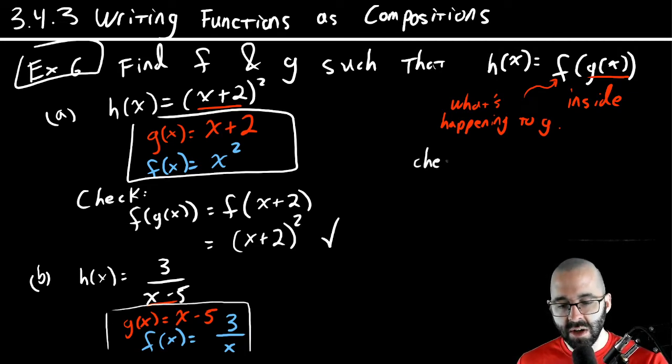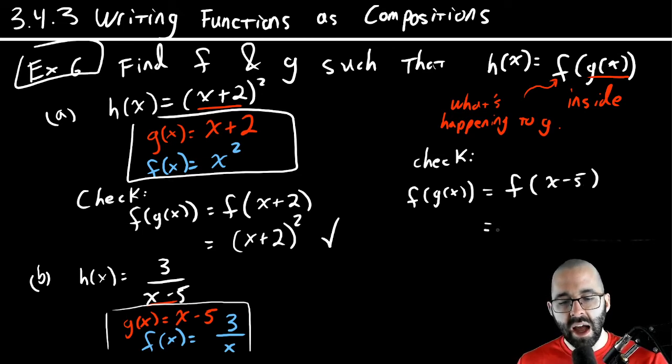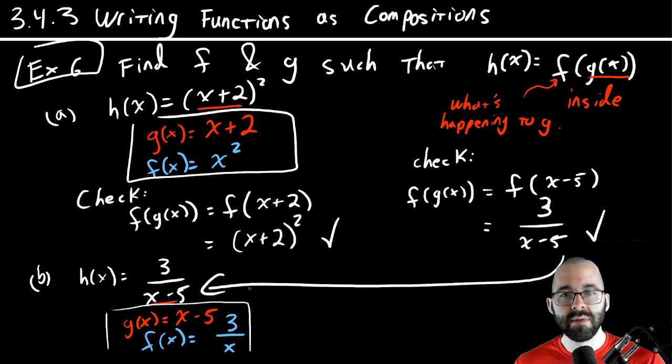And again, let's check our work. What is f of g of x? g of x is our inside function, which we said was x minus 5. f is what we're doing to it. So look at f. Replace the x with x minus 5. So it becomes 3 over not x anymore, but x minus 5, which is good because that's what we want.